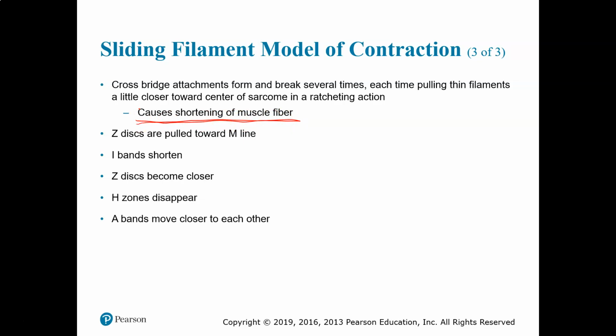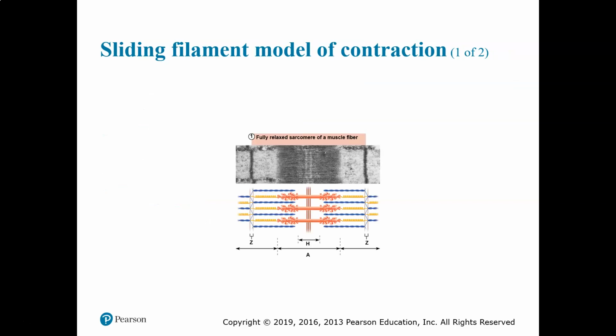It causes the Z disc to be pulled toward the M line, the I bands to shorten, and the Z discs to come closer together. The H zone will disappear. That's the area where it's just myosin. So what will happen is the actin will slide over the myosin, and the two actin filaments that were separated from each other will now almost touch, or they will touch. And the A bands will move closer to each other as well.